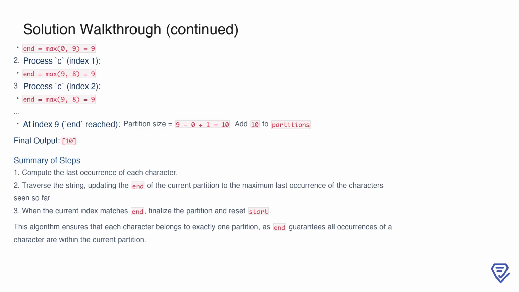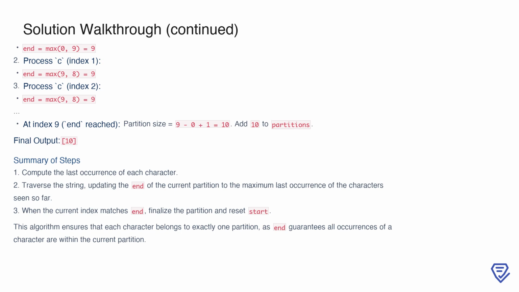We continue processing characters while ensuring that end encompasses all their last occurrences. When we reach index 9, the current index matches end, marking the end of the partition. The size of this partition is 10, calculated as 9 minus 0 plus 1. We add 10 to partitions. Since we've processed the entire string, the final output is 10.